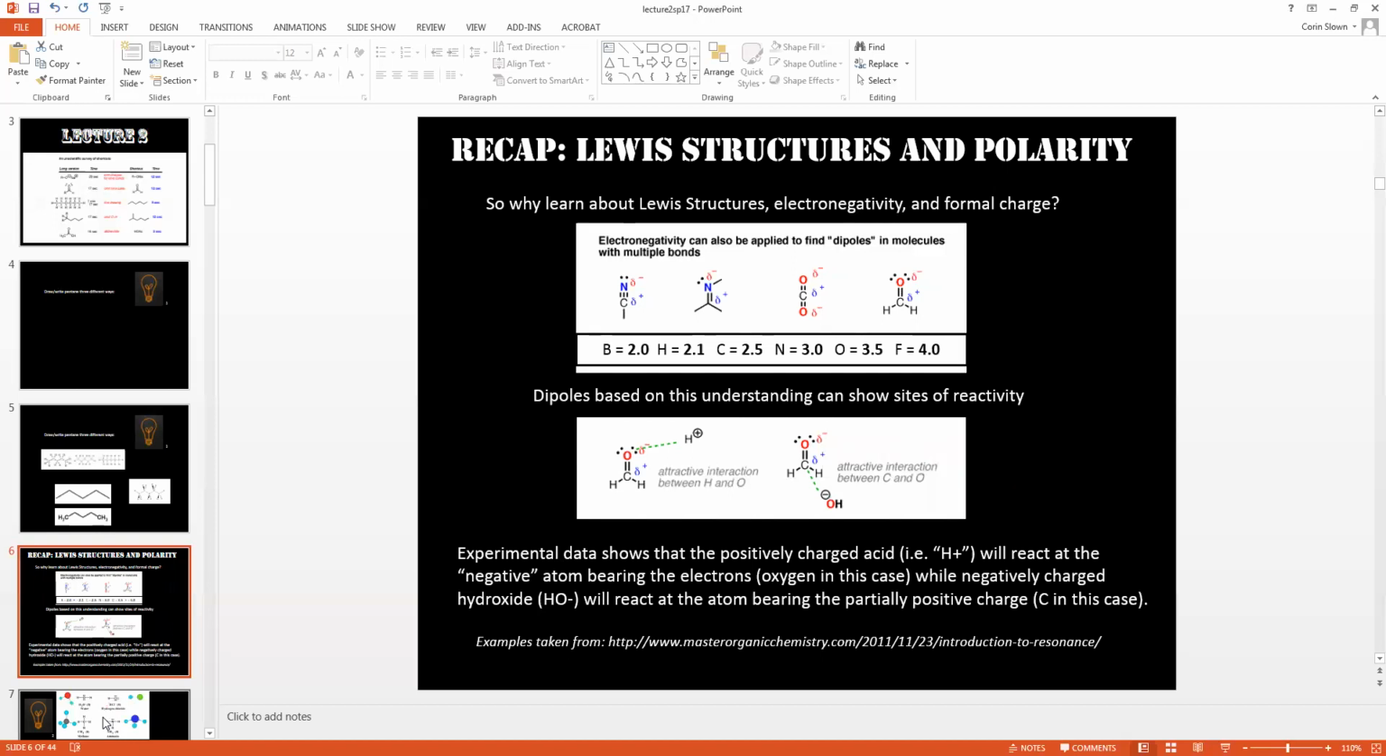For example, experimental data shows that the positively charged acid, the H+, will react at the negative atom bearing the electrons. So in this case, that's the oxygen, whereas the negatively charged hydroxide, that's the example on the right of the screen, will react at the atom bearing the partial positive charge. In this case, the carbon with the blue delta plus. So these are 2 great examples of how, if we understand Lewis structures, electronegativity, and formal charge, then we're able to start to predict where a molecule is going to react.